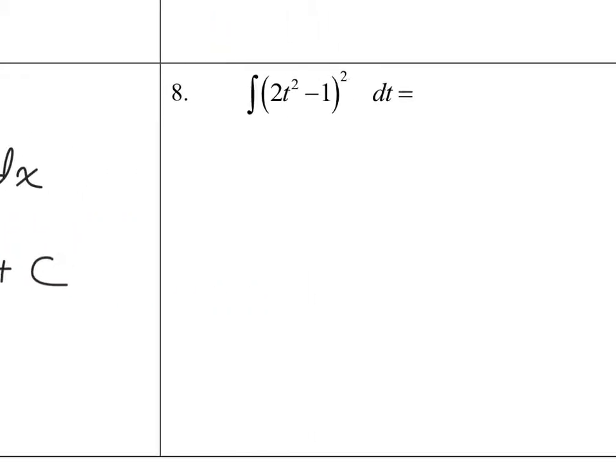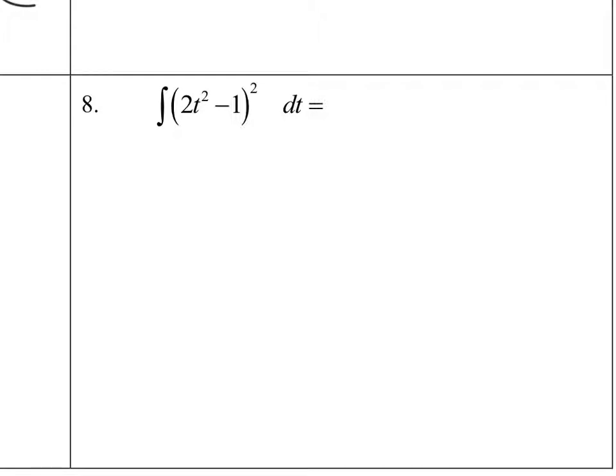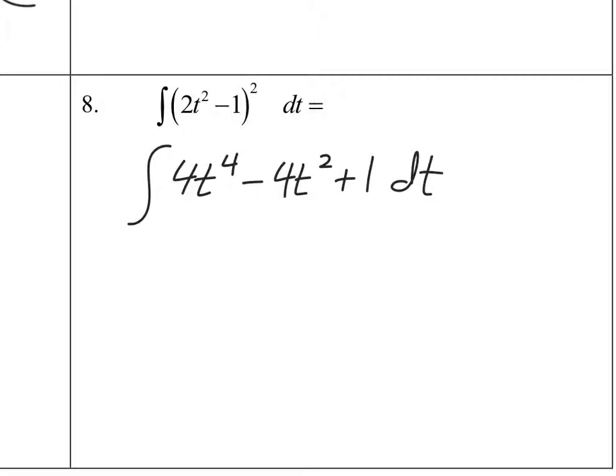So for that one, distribute it out. If it was raised to the 13th power, don't distribute it out. Look for some other approach. But to the second power, it's FOIL. Minus 4. Of course, I do that, right? I emphasize something and then I screw it up immediately. That's like my MO. All right, so 4t to the 4th minus 4t squared plus 1 dt.